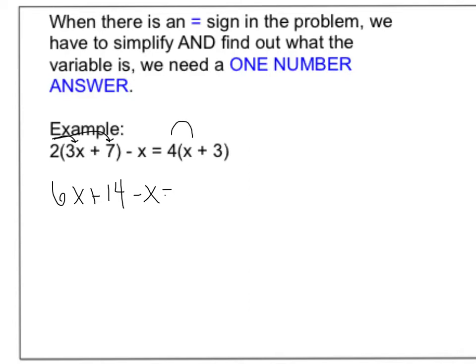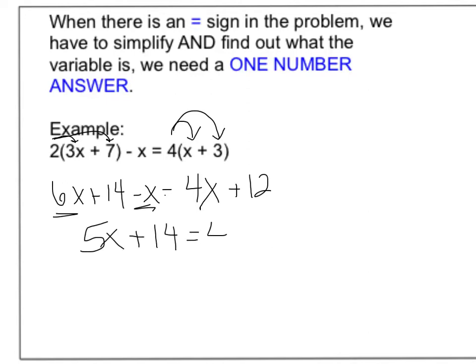Go to the other side of the equal sign and again take 4 and multiply it by x to get 4x. 4 times 3, you get 12. On the left-hand side, you're going to combine like terms. So 6x minus x is 5x. You're going to write the plus 14 equals 4x plus 12. So just rewriting.